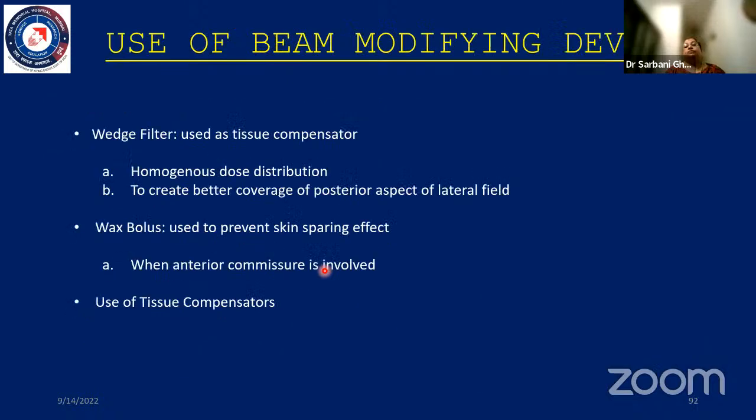Now, use of beam modifying devices. What are the various beam modifying devices that we use during laryngeal cancer planning? Wedge. A wedge is necessary for early glottic cancer for appropriate posterior coverage as well as homogeneous dose distribution. A wax bolus is used because you need to pull the dose up, especially in the area of the anterior commissure. And if you are using 2DRT and telecobalt and want to deliver 66 to 70 gray to the neck, it is best to use tissue compensators to be able to deliver these doses appropriately with acceptable morbidity.